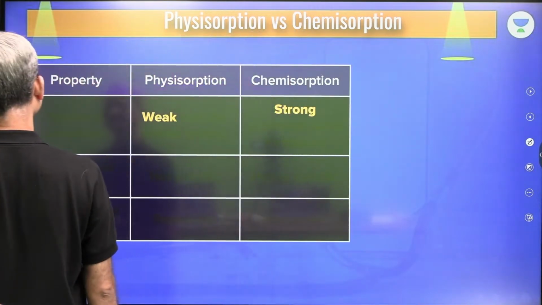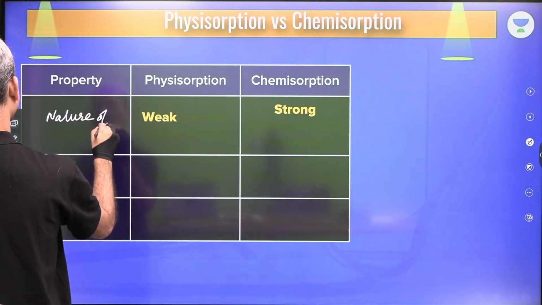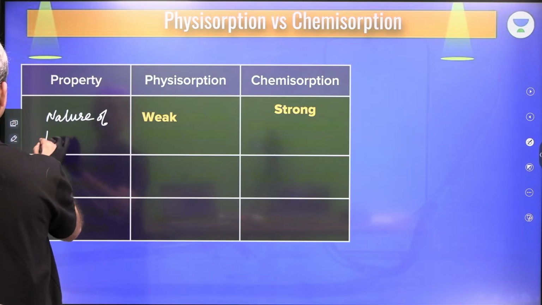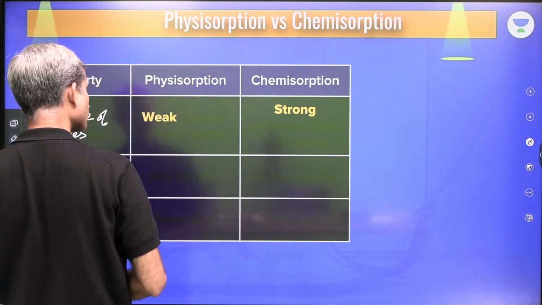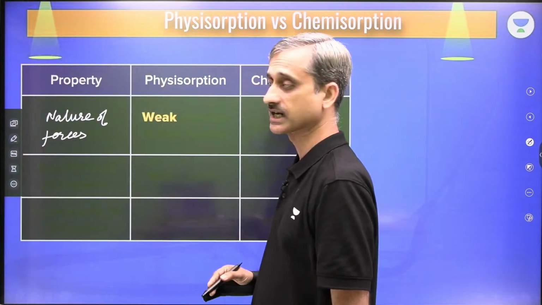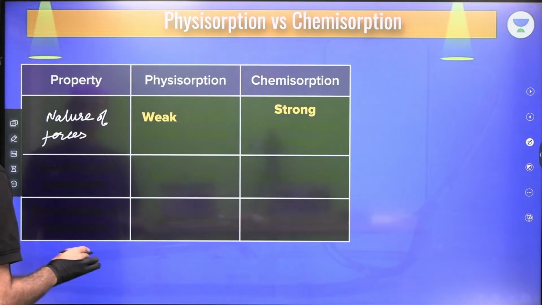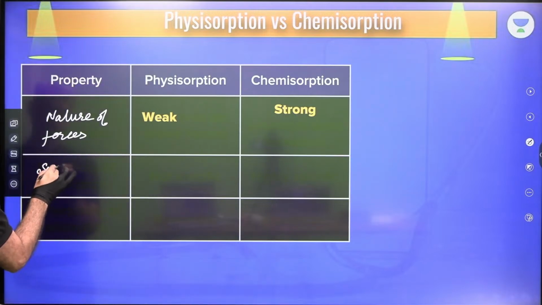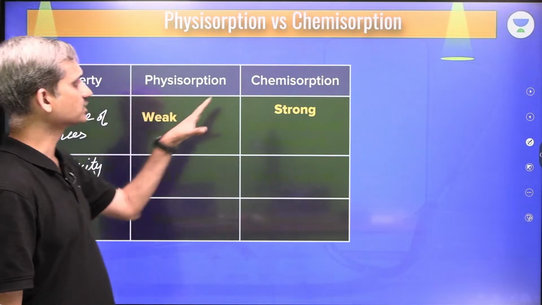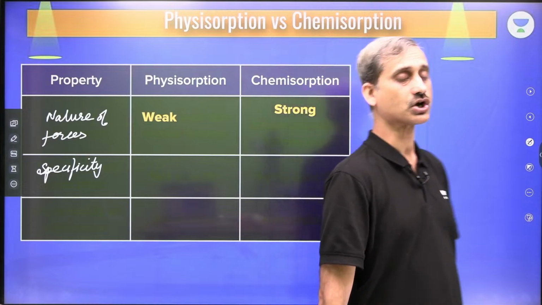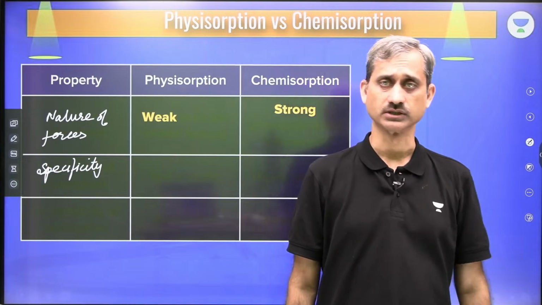So when we talk about the property, we talk about the nature of forces. In case of physisorption, these are weak forces, that is van der Waals forces. In case of chemisorption, the forces are extremely strong, which are covalent or ionic bonds. Here we talk about specific. Now please remember, when we talk about physisorption and chemisorption, both depend on the nature of the adsorbent and adsorbate. They both depend on the nature.